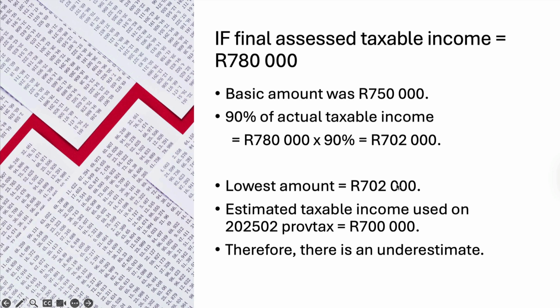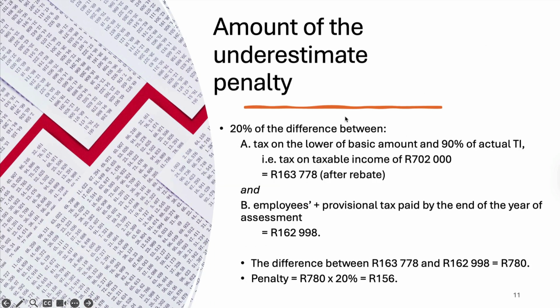90% of actual final assessed taxable income is 90% of the 780,000, which is 702,000. The lower of those two numbers is obviously 702,000. His estimate should not have been less than that, but he did come in less than that because he actually estimated 700,000 when he did his second provisional return. So he does have an underestimate. He's gone below the threshold.